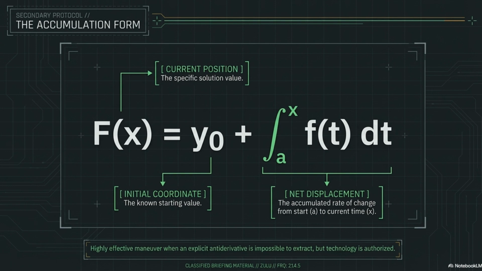Be prepared to initiate secondary protocols using the accumulation form. A particular solution can also be written as your current position, big F of x, equal to your initial coordinate, y sub 0, plus the net displacement, the definite integral of f of t dt from a to x. This is a highly effective maneuver when an explicit antiderivative is impossible to extract, but technology is authorized.